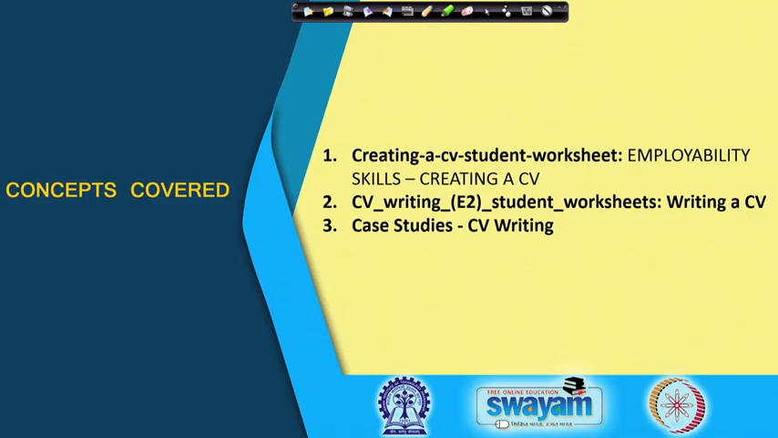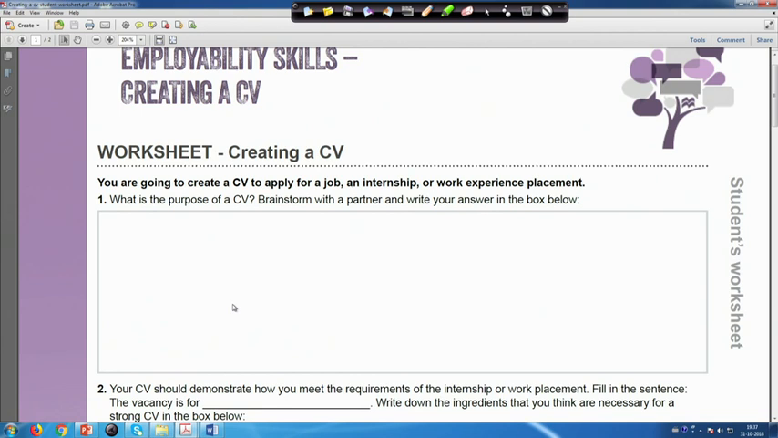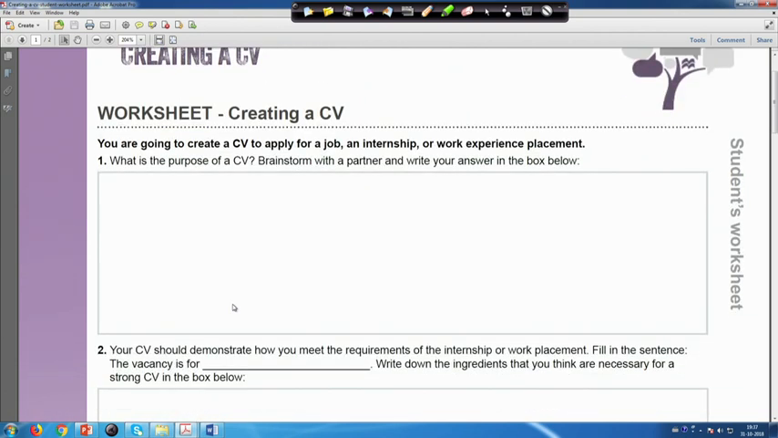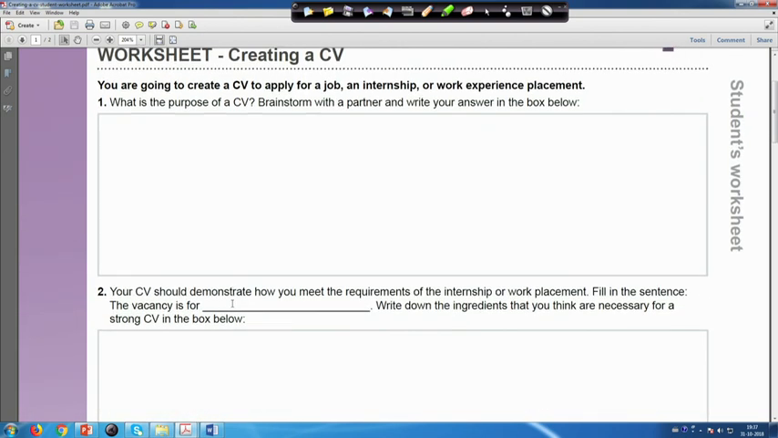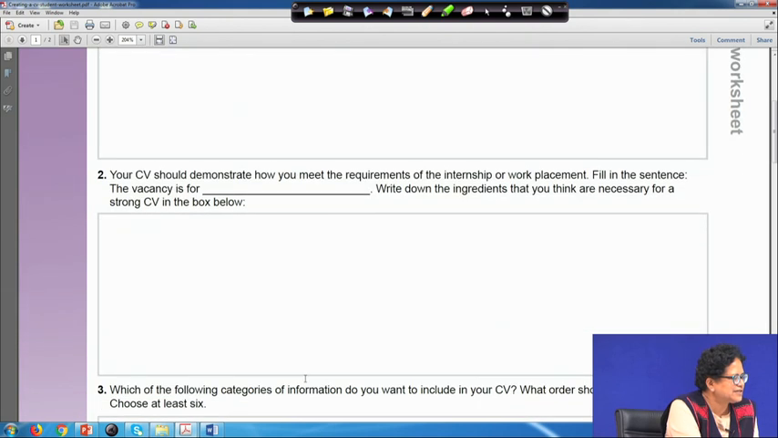So, if we come to the first of these activities, all of you continue doing your work. It is being done by 5 students now in the class. It is a worksheet on creating a CV, and these are some questions. We have one here: what is the purpose of a CV? Number 2, your CV should demonstrate how you meet the requirements of the internship or work placement. Fill in the sentence and some activities there.